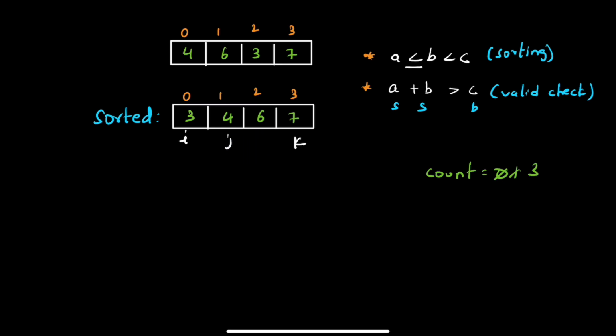Now again we'll add 3 and 4. So 3 plus 4 will be 7. So we'll check with the kth value. Is 7 greater than 7?